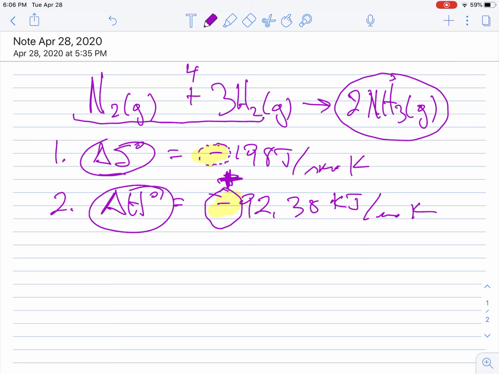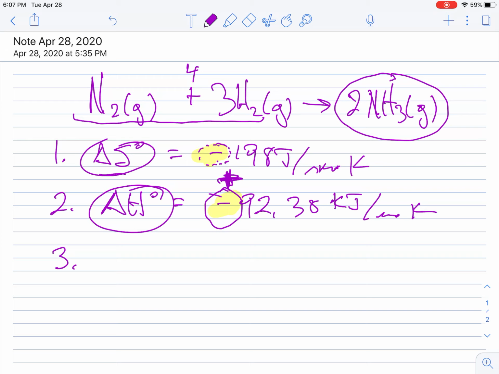If that had been a positive delta H, then this reaction would never take place. No matter what we did, we could never get this reaction to take place. So we wouldn't even be talking about this reaction because there's no way to make it happen, because you'd have a negative delta S and a positive delta H. You'd have both things working against it, and you could never get a negative delta G.